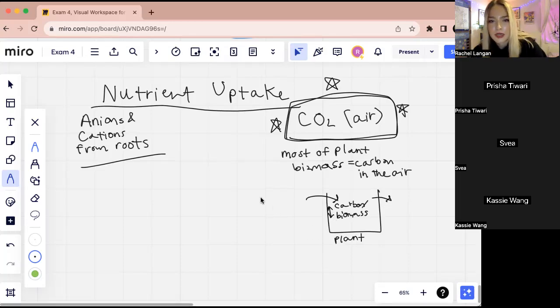So what are the rate in and out? The rate in is carbon fixation in photosynthesis. And the rate out is cellular respiration.